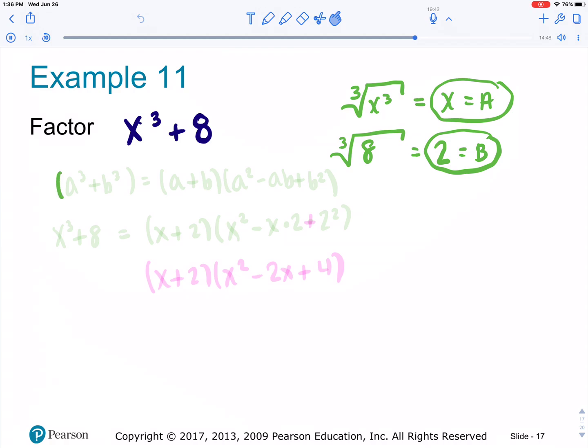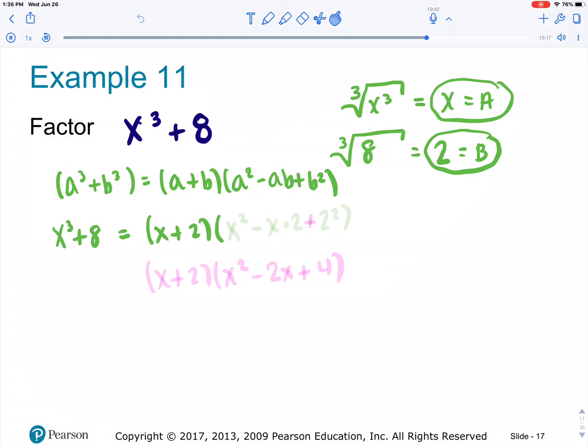So the pattern says a cubed plus b cubed is going to equal a plus b, then a squared minus ab plus b squared. Okay, so now I'm going to take those values of a and b, and I'm just going to plug them in. So x cubed plus 8 is going to be x plus 2.